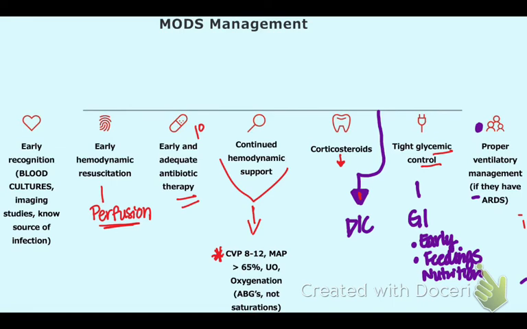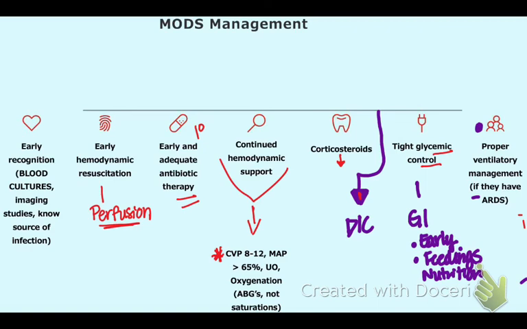And then also remember your liver. There are a lot of clotting factors, and so the failing client is also at risk for DIC, so don't forget that. But let's talk a little bit about the GI, because early feedings are very important to protect the GI as well.